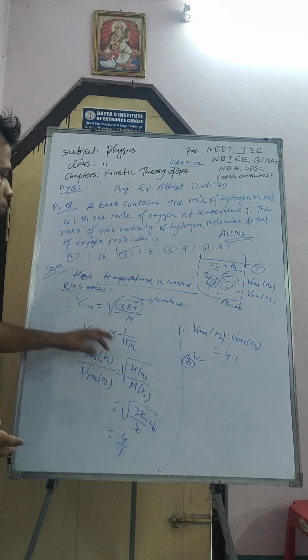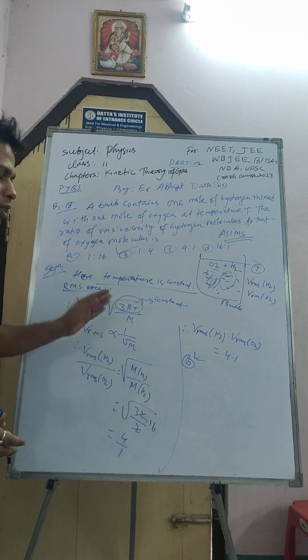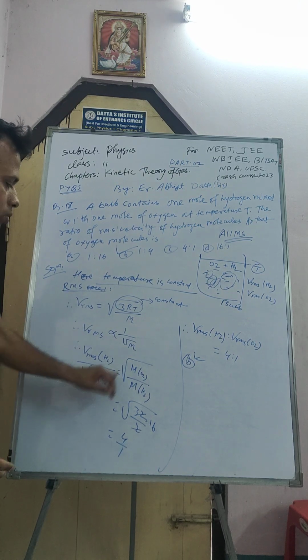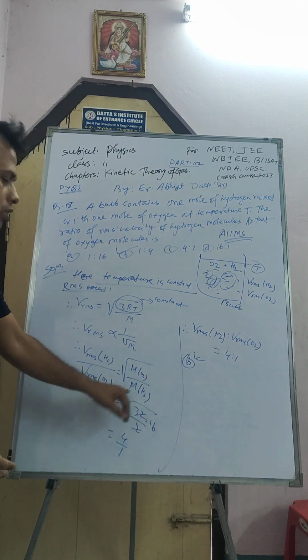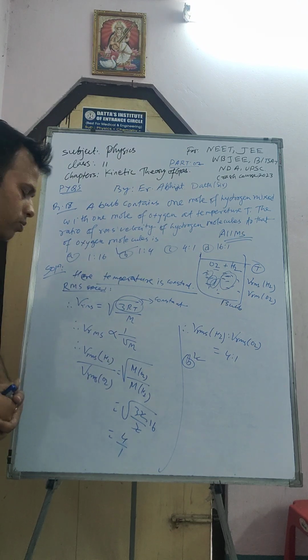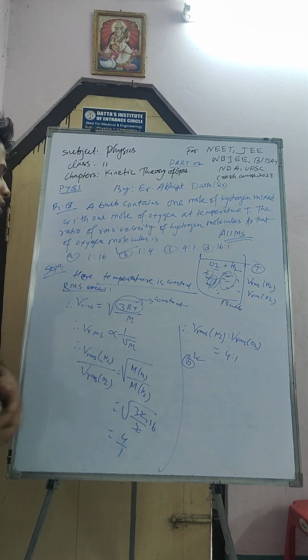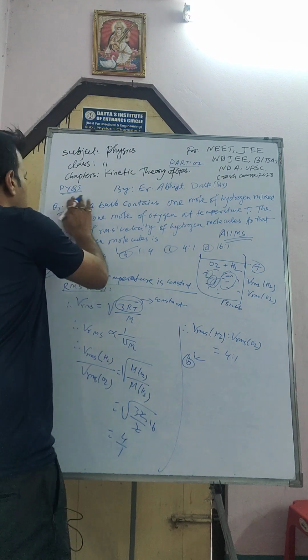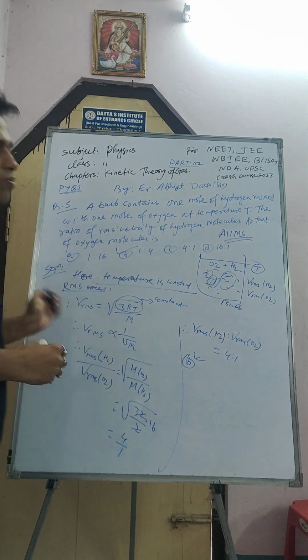So V_RMS is inversely proportional to root over M, the molecular mass. So V_RMS of hydrogen by V_RMS of oxygen will be root over molecular mass of oxygen by molecular mass of hydrogen. We know that the molecular mass of oxygen is 32 and of hydrogen is 2. After simplifying, 4 is to 1 comes. So which option is correct, sir? Option B is the correct answer. So this is our 5th question.